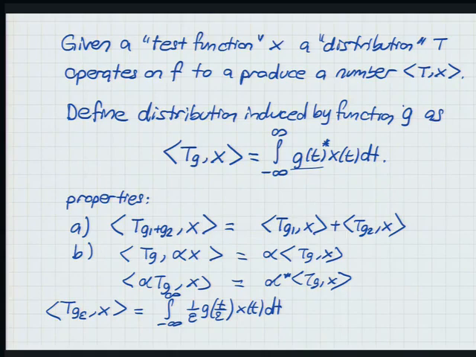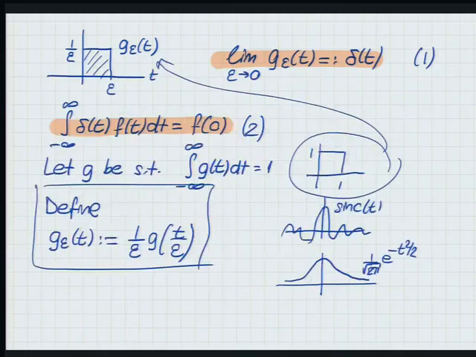okay, if I define delta as the limit as epsilon goes to 0 of the distribution defined by g epsilon, okay, then this is going to be a reasonable definition, because we are not talking about functions. G epsilon doesn't have a limit as a function, but I can define it as a limit of this family of distributions.